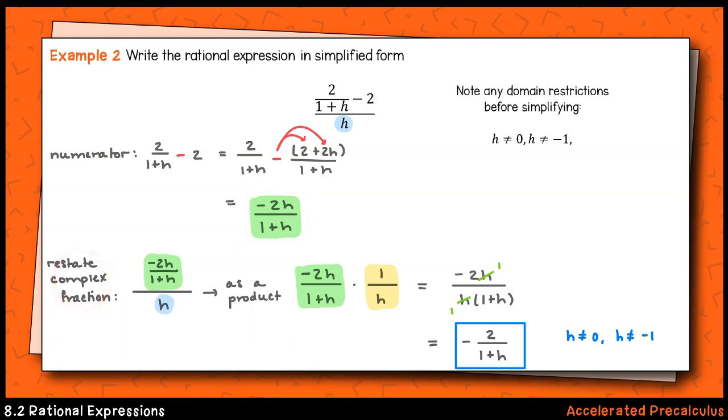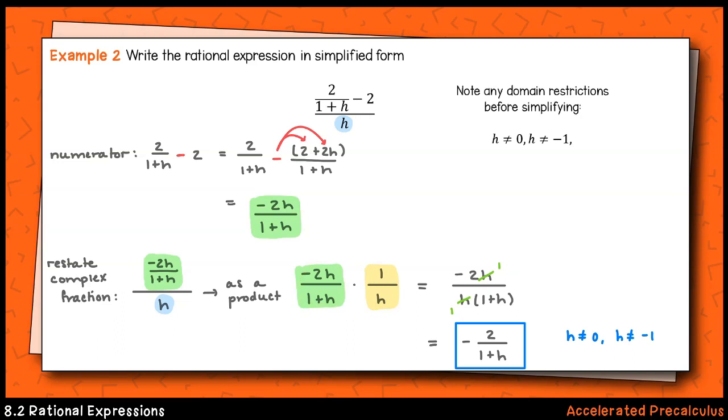Once again, I'm going to restate that complex fraction using my simplified numerator over that denominator h. Now, I'm going to rewrite this quotient as a product. That means multiplication. I'm going to leave the numerator alone and multiply by the reciprocal of the denominator. That'll be 1 over h.